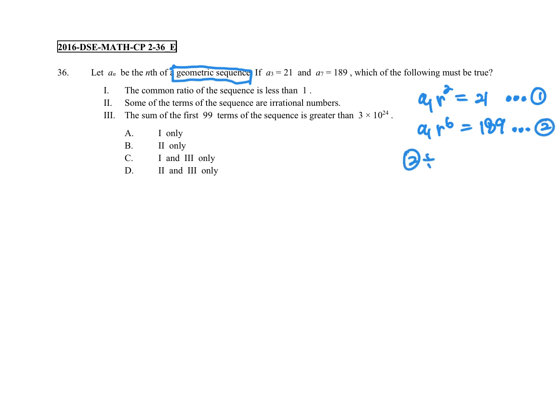So equation 2 divided by equation 1. So we'll have R to the power of 4 equals 9. Good. So since 4 is an even number, we're going to have R squared equals 3 or negative 3. And then negative 3 should be rejected. And then after that, R would be plus or minus square root 3.